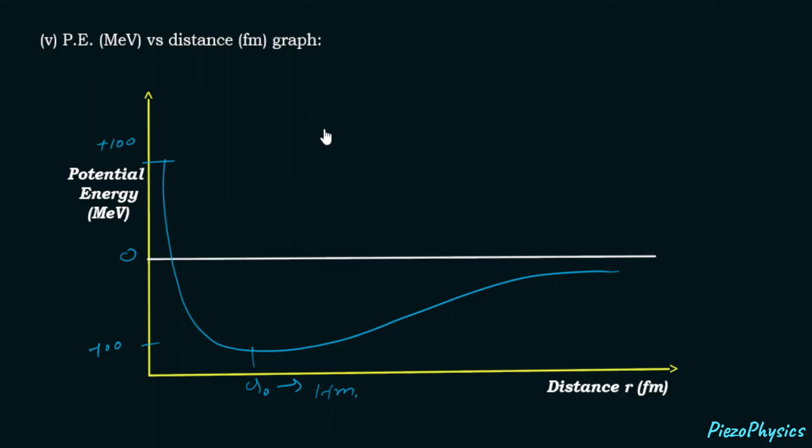तो इस वीडियो में different properties of nuclear forces के बारे में पढ़ा. It is charge independent, it is short range force, it is non-central force, it is much stronger than electromagnetic force, and fifth point is potential energy versus distance graph. So this is all about nuclear forces.